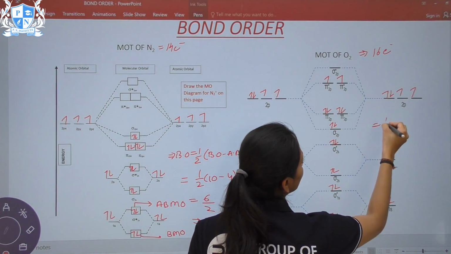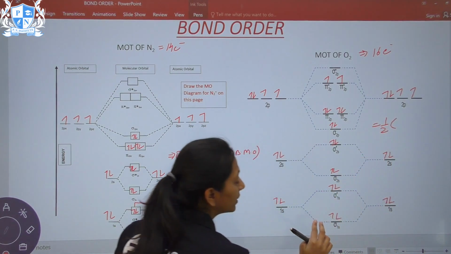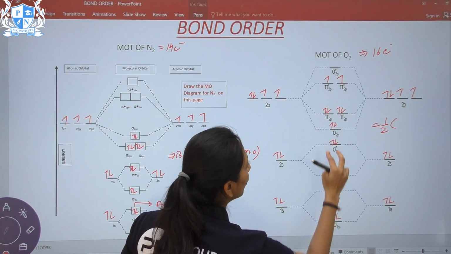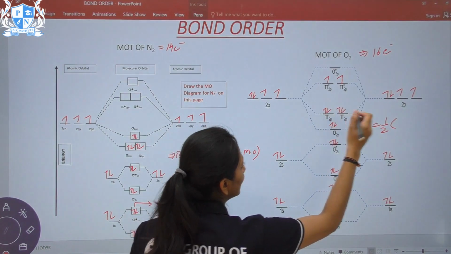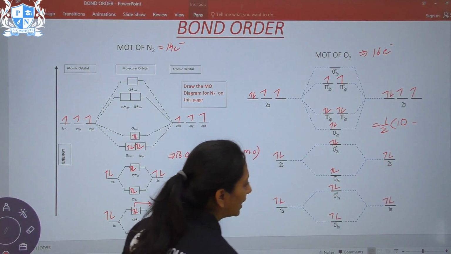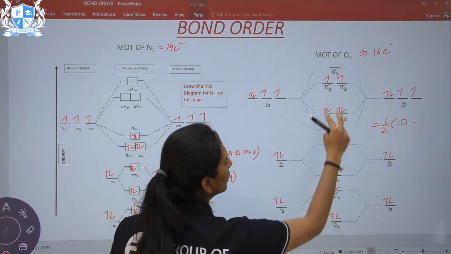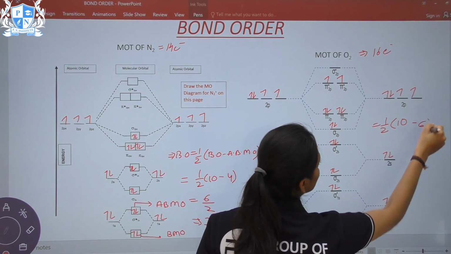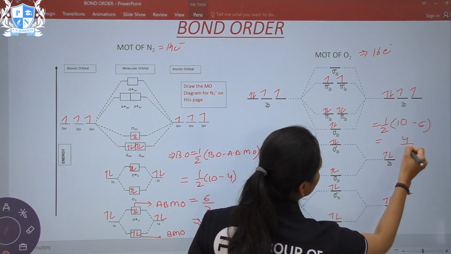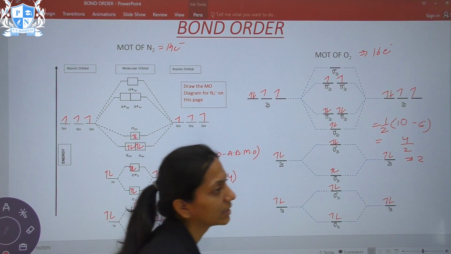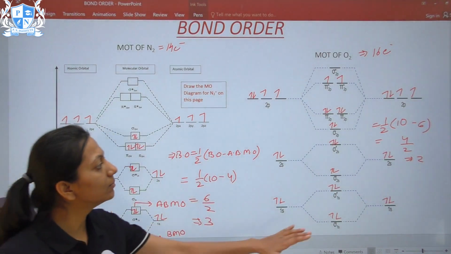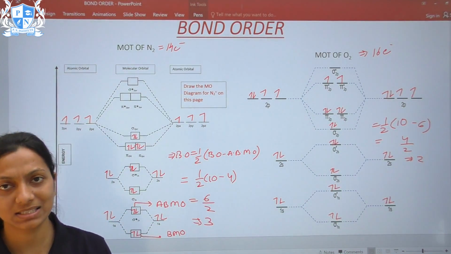How many electrons are there in the bonding? Bonding electrons are 2, 2, 4, 5, 6, 7, 8, 9, 10. Total 10. And in the anti-bonding you can count 2, 2, 4, 5, 6. We have 6. So we solve and you will get 2 as the bond order. This is the method which we have studied from the NCERT book.